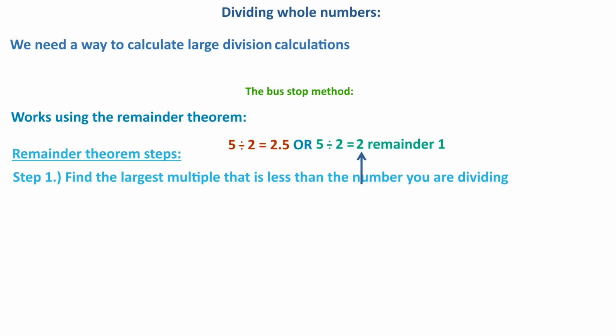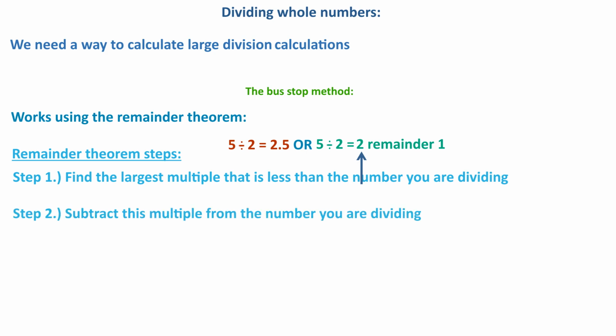After we've finished step 1 and we found the largest multiple that is less than the number we're dividing, the only thing we need to do then is subtract this multiple from the number that we're dividing to find the remainder. So for example, when we were doing 5 divided by 2, the largest multiple of 2 less than the number we're dividing was 4. We did 5 minus 4, and then we found that the remainder was 1. Hopefully that makes a little bit of sense now.